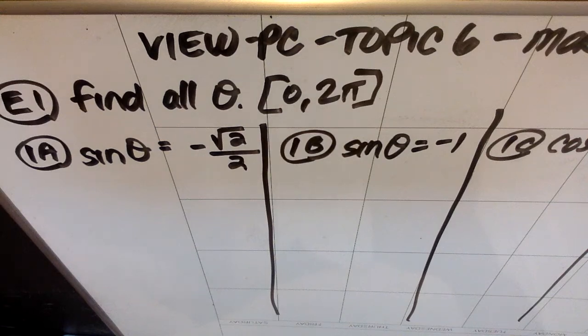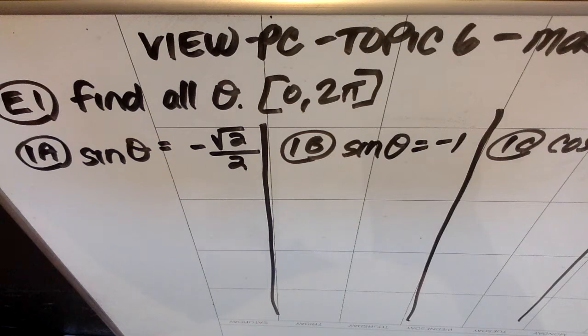This is the View Program Pre-Calculus course, and we're doing topic 6, which is more unit circle stuff, specifically how to find angles when we're given the value of a trig function on the unit circle. So we're going to jump right into example 1. At the top of this section, you'll notice that I gave you two things.